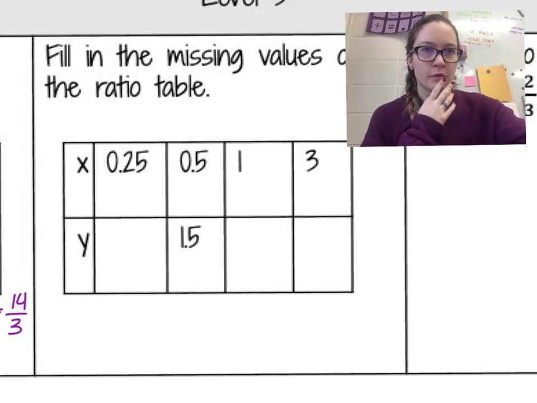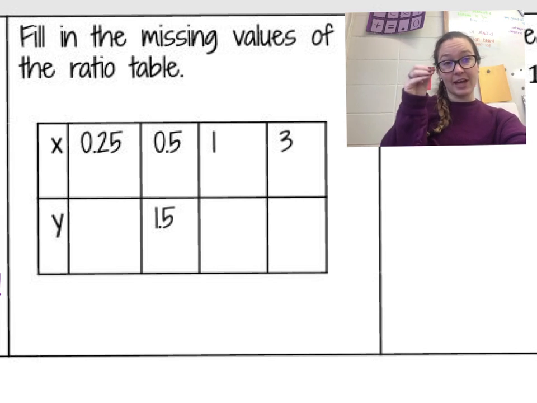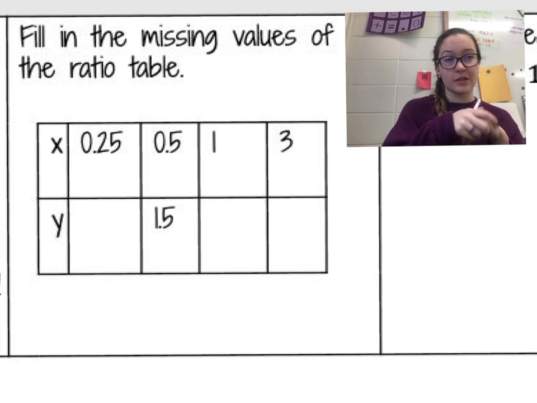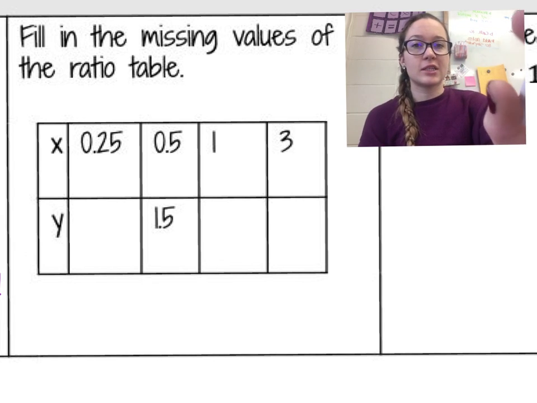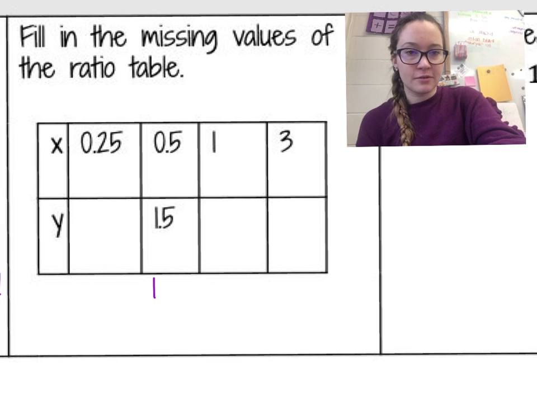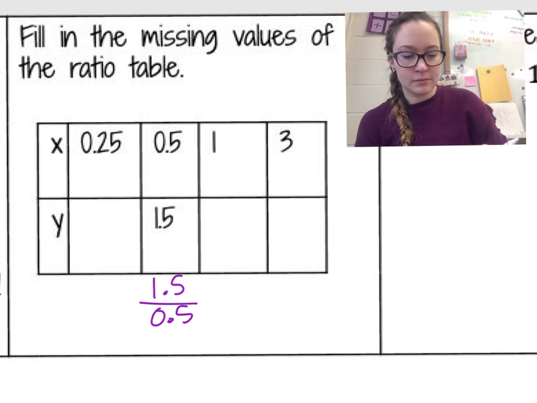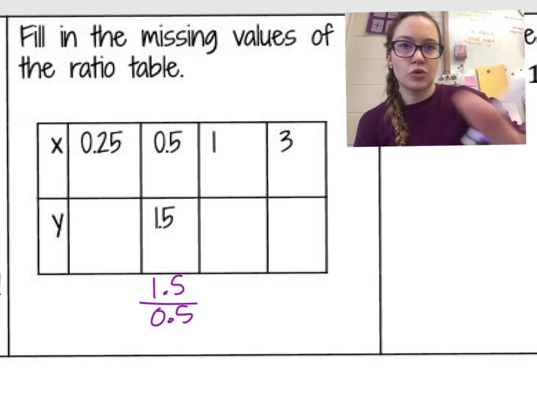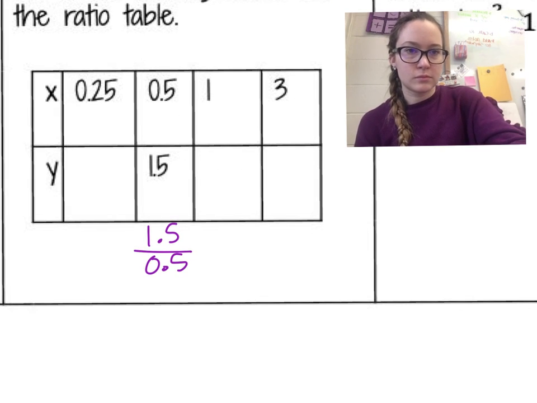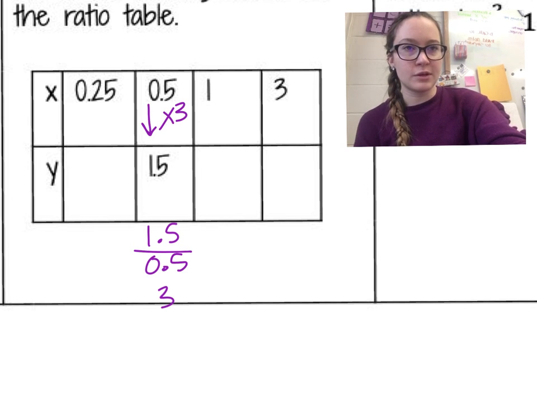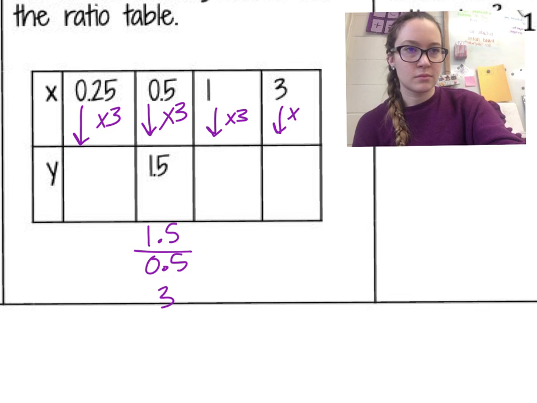Okay. Right. I'm just going to give you the factor, like what you're multiplying by on this one, and I'll let you figure it out on your own. So I'm going to take the bigger number, 1.5, divided by 0.5 is 3. So to get from the smaller number to the bigger number, we're going to multiply by 3. So to fill out this table, we're going to multiply by 3. Okay?